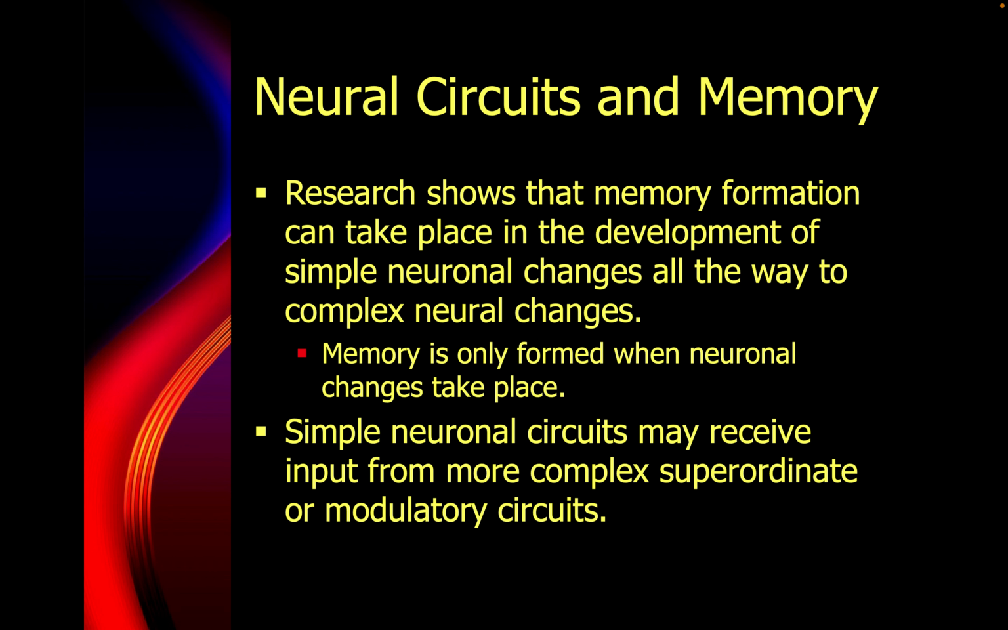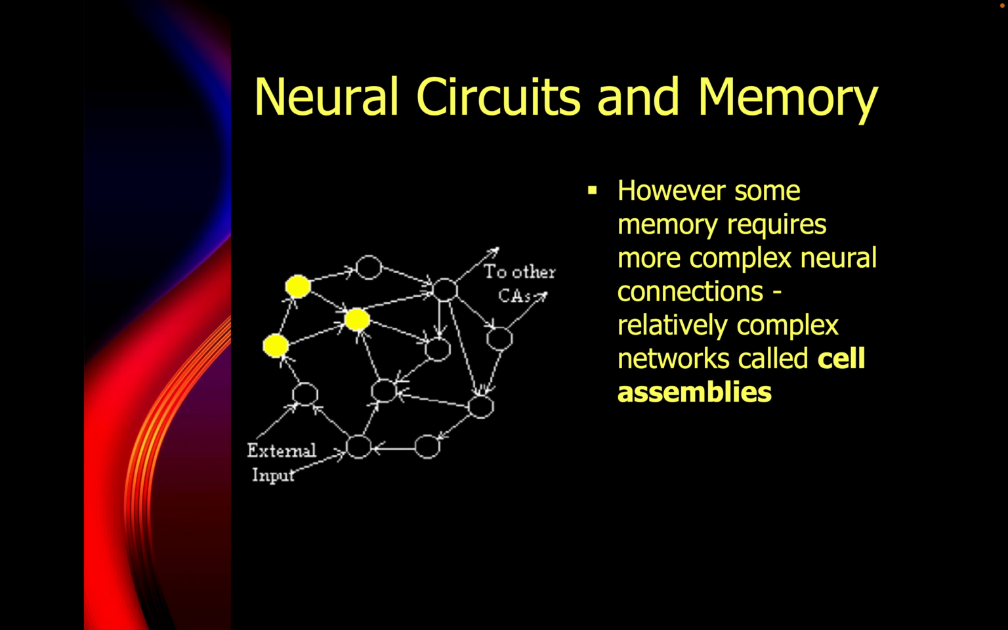Research shows that memory formation can take place in the development of simple neuronal changes all the way to complex neural changes. Memory is only formed when neuronal changes take place. Simple neuronal circuits may receive input from more complex superordinate or modulatory circuits. So there has to be a neuronal change in order for memory to take place. This is why we are so brilliant. Are you ready for this?